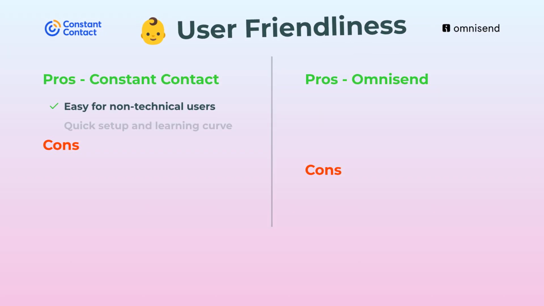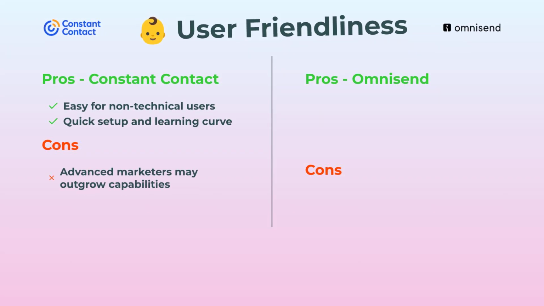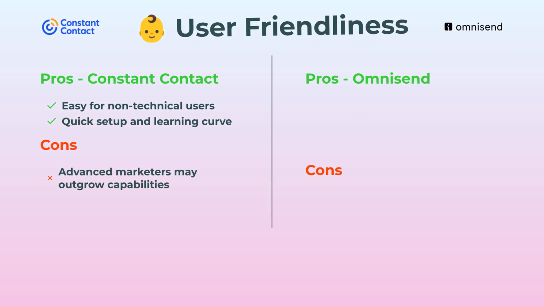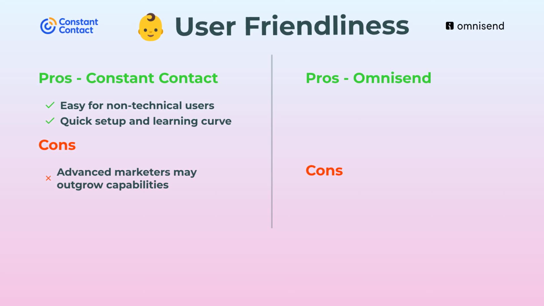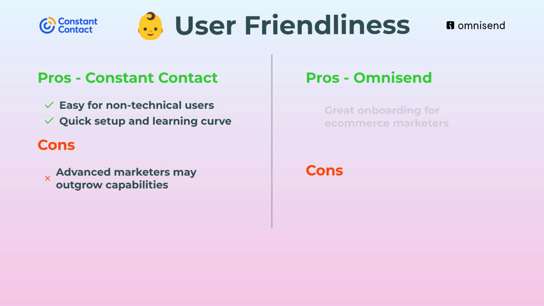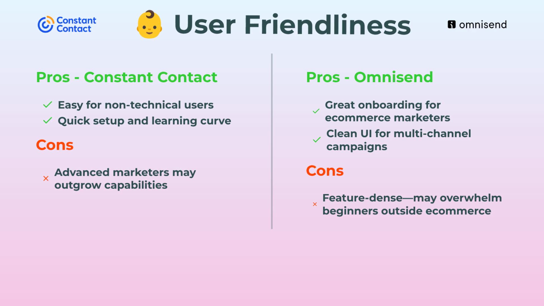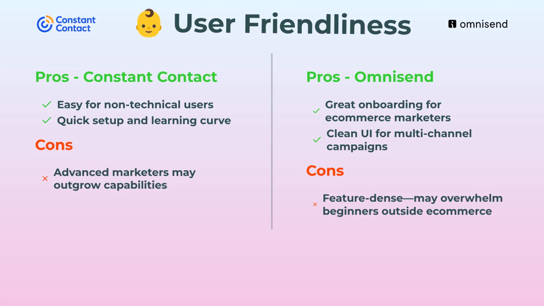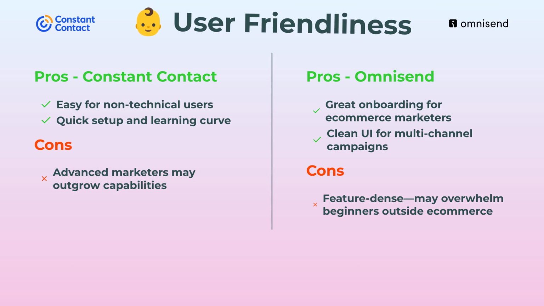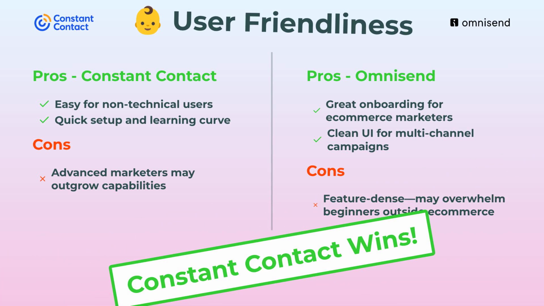Lastly, user-friendliness. Constant Contact really shines here. Setup is fast, super easy if you're not a tech wizard, and the overall learning curve is gentle. If you're a power marketer, you might hit some limits eventually. Omnisend is slick for e-commerce onboarding, and its UI is pretty clean. But honestly, you could get lost in all the features if you're not e-commerce focused. So for small businesses and beginners, Constant Contact takes the win.